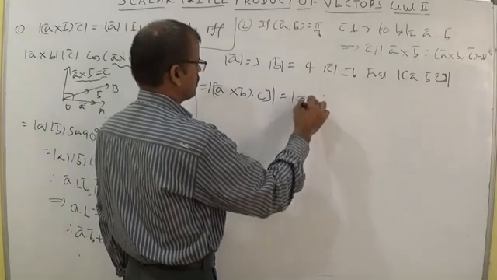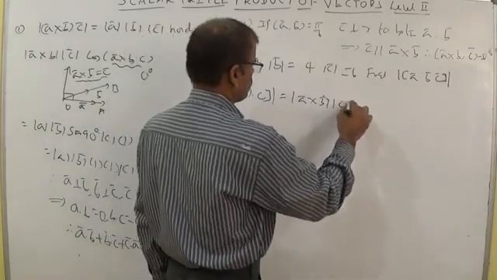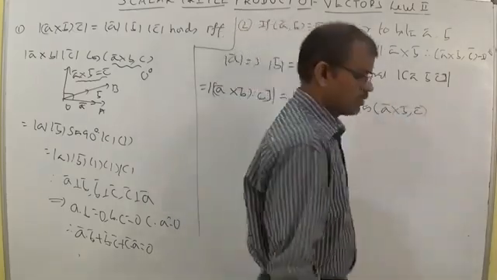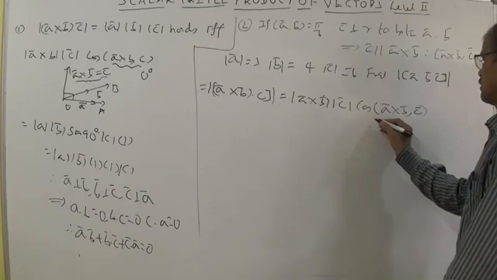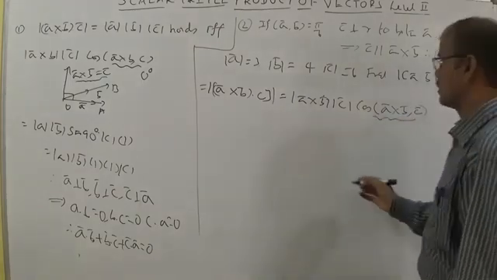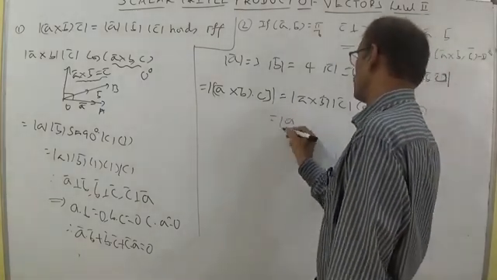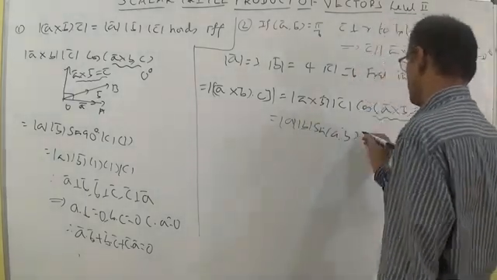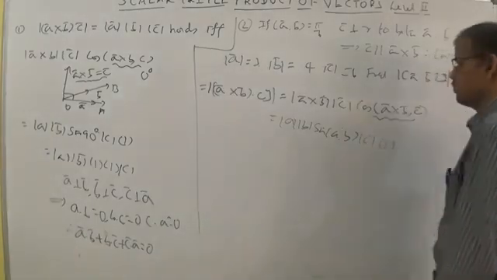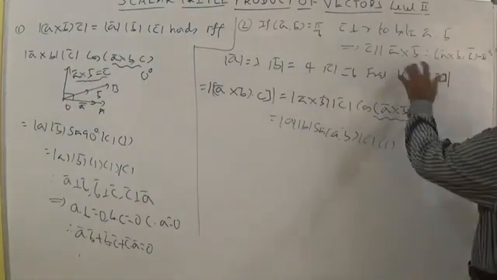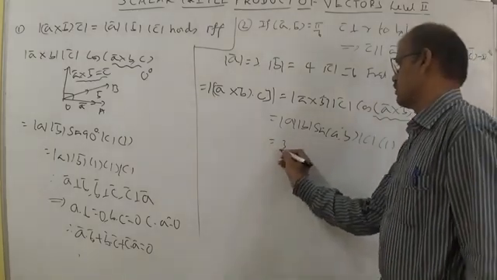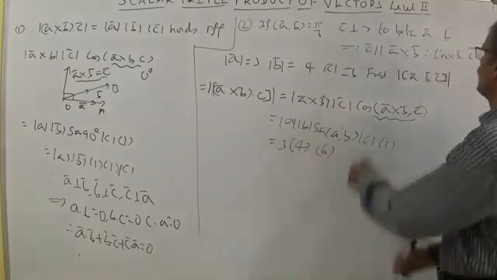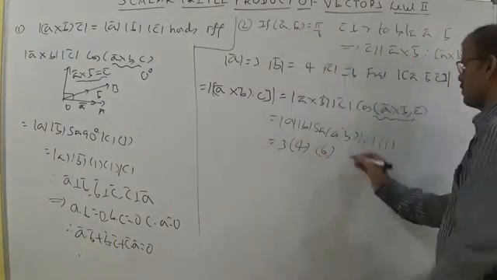That is equal to modulus of A bar cross B bar dot C into cos of the angle between A cross B and C. The angle between A cross B and C is indicated here as 0 degrees. Now we can write mod A into mod B into sine of angle between A and B into mod C into cos 0, whose value is 1. Mod A is given as 3, mod B is 4, and mod C is 6. The angle between A bar and B bar is given as pi by 6.